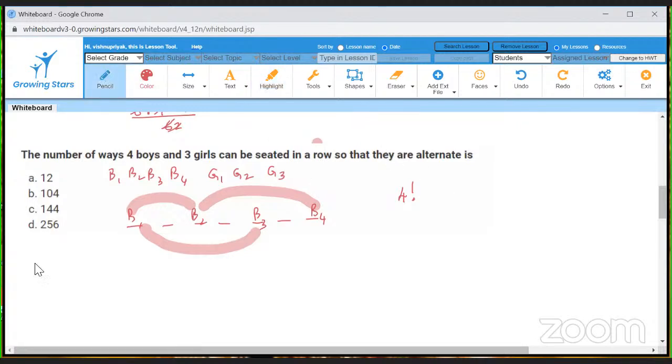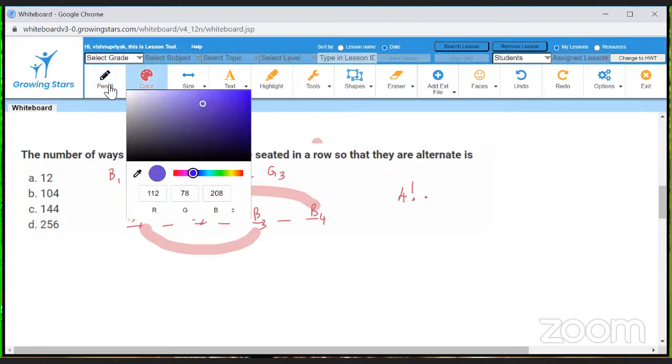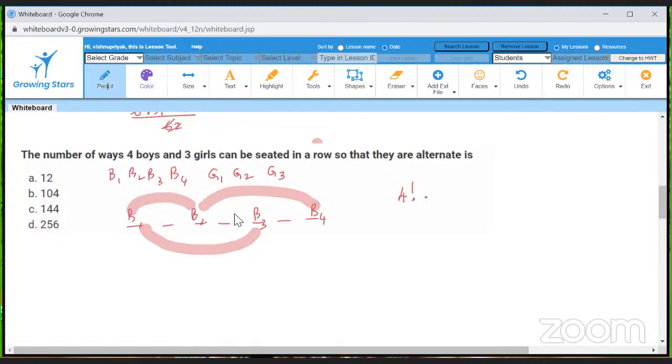After the work of boys is over, still the work is not complete. Only the first work we have done. By the fundamental counting principle, the second work is making the girls sit. 3 places, 3 girls. That can be done in 3 factorial ways. Again, they will arrange, so total 3 factorial ways for the girls. Now the whole work is completed, so you will multiply 4 factorial and 3 factorial.